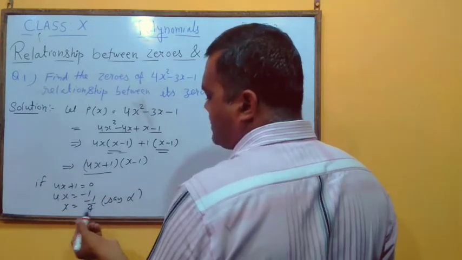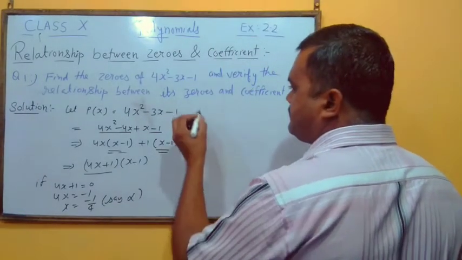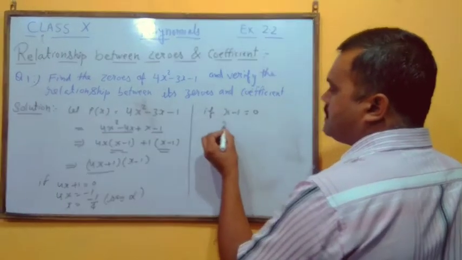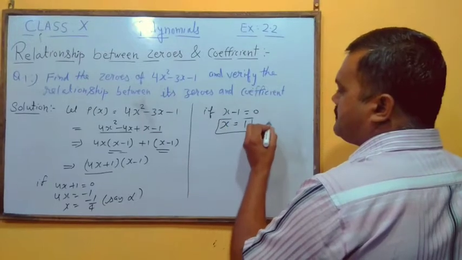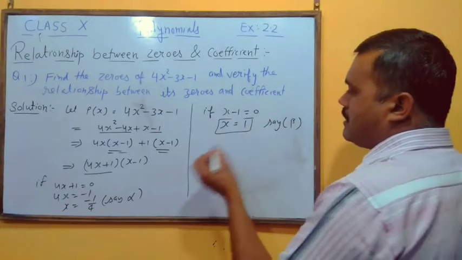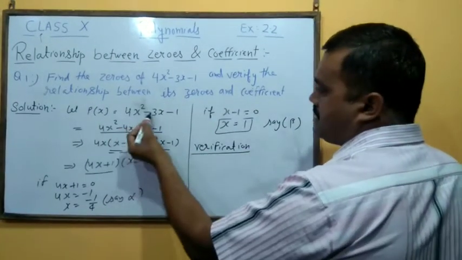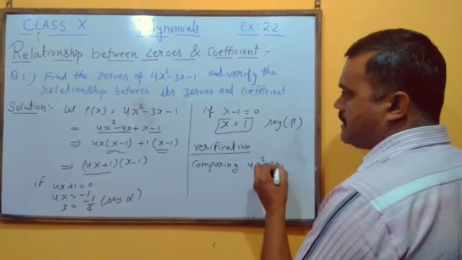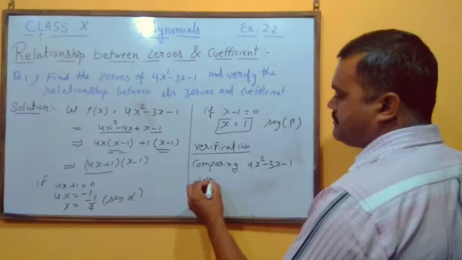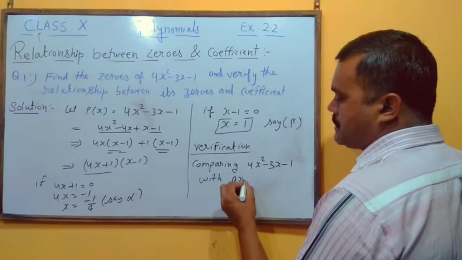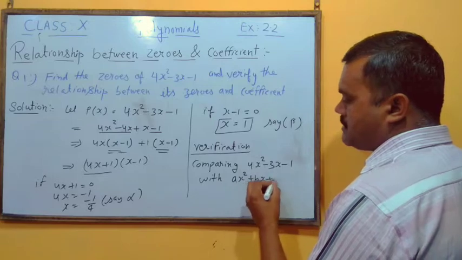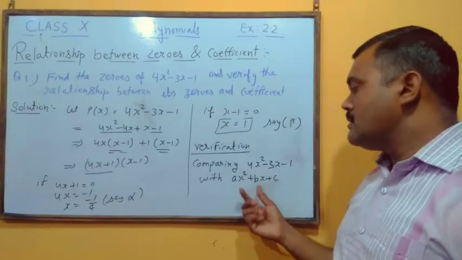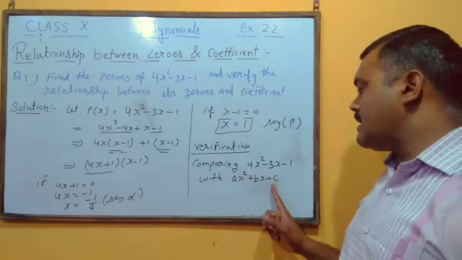Suppose this is alpha. And if x − 1 = 0, then x = 1. Say this is beta. Now verification. Comparing 4x² − 3x − 1 with ax² + bx + c, you can compare this given polynomial with the standard general polynomial. So here a will be 4, b will be −3 and c will be −1.